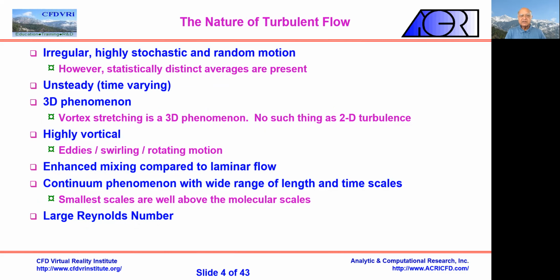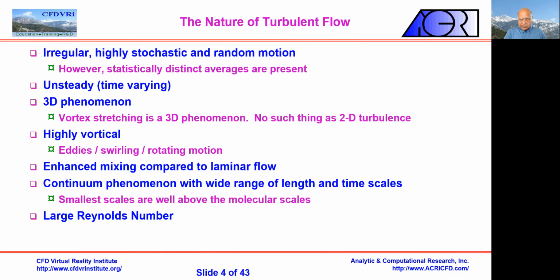So let's look at the nature of turbulent flow. Turbulent flow is irregular, highly stochastic, and random. But it's not random in the pure sense of randomness. It statistically has distinct averages. There are eddies of certain scales, and they talk to each other, okay? So it's not completely random in that sense. It's stochastic, but not random.